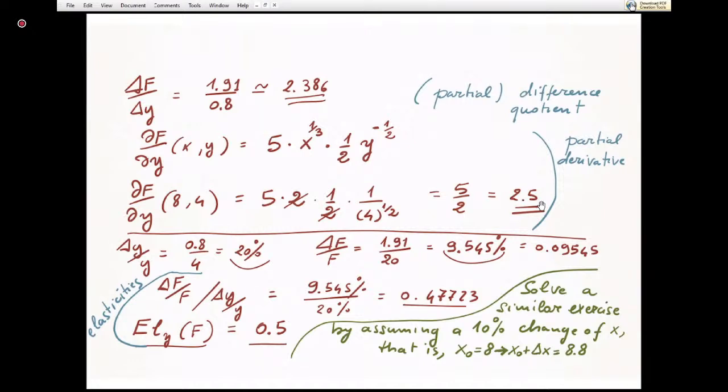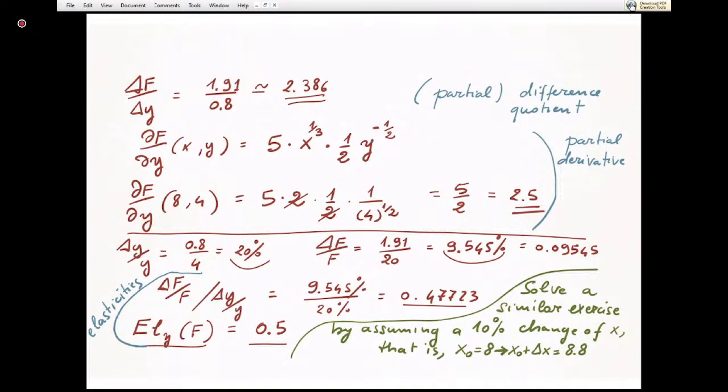So this becomes 5/2, 2.5. The partial derivative is a point measure, but it is supposed to measure the trend that you have in your function. If you want to measure the result of a small change in the amount of one of the two input factors, it is basically not too far from the level that you can measure with a discrete change, which is pretty large because it is a 20% change of the second input factor.